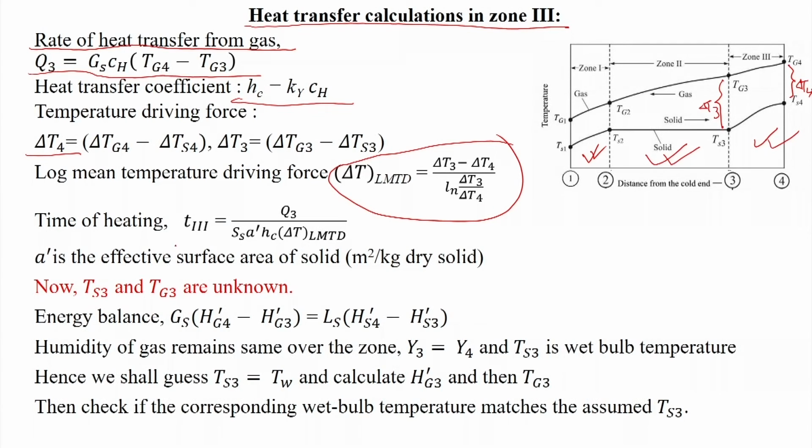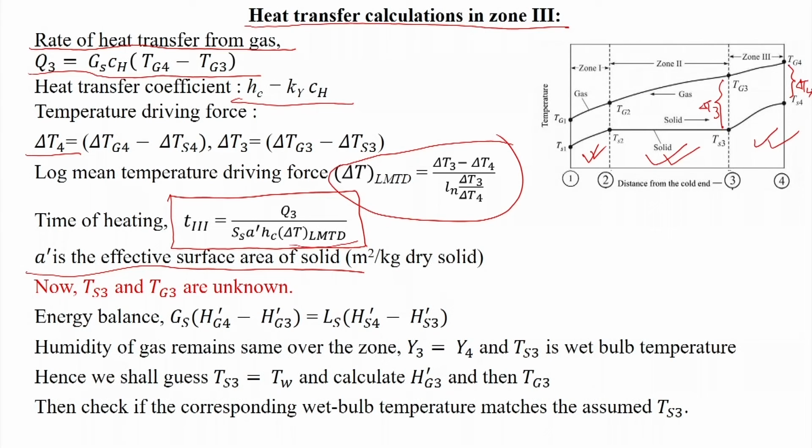And here you see the time of heating, how much time is actually required in zone 3, we will get by Q3 by Ss into A prime into hc into delta T driving force, where this A prime is nothing but the effective surface area of the solid. So, that will be meter square per kg dry solid.